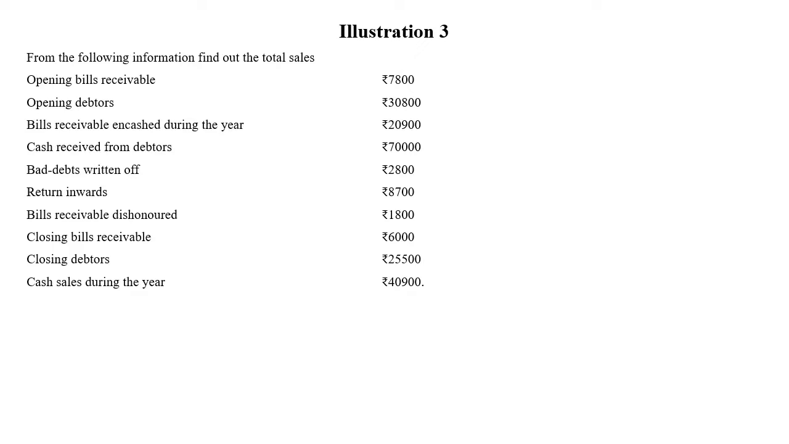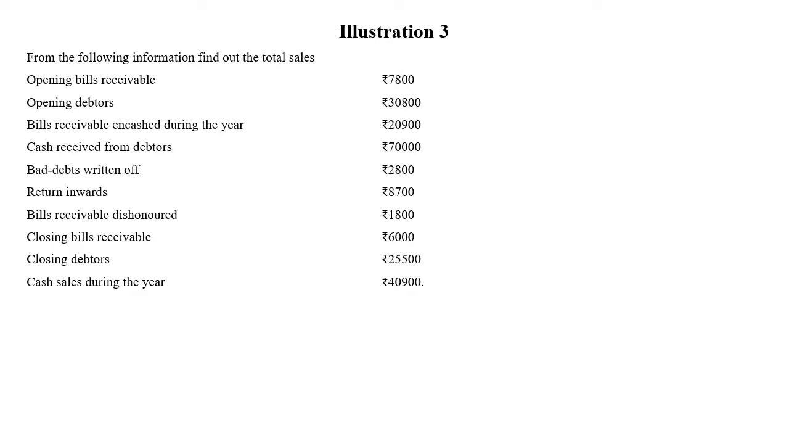Okay, so first we'll discuss the problem, that is illustration number 3. Then we proceed with the ledger accounts. Then we will find the total sales. In the first two problems, they asked you to ascertain the credit sale. But in this problem, they asked you to calculate the total sale. Total sale means the sum of all the sales, and sales can be classified as credit sale and cash sale.